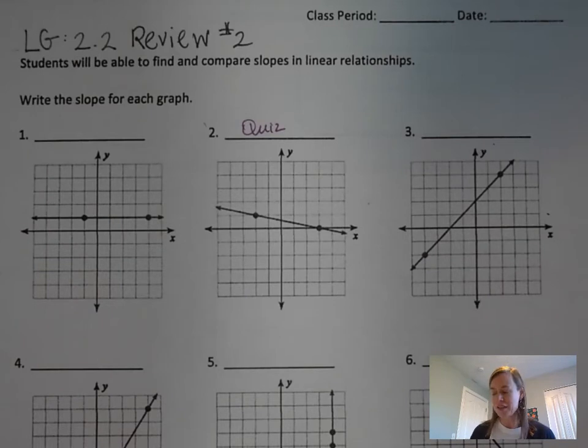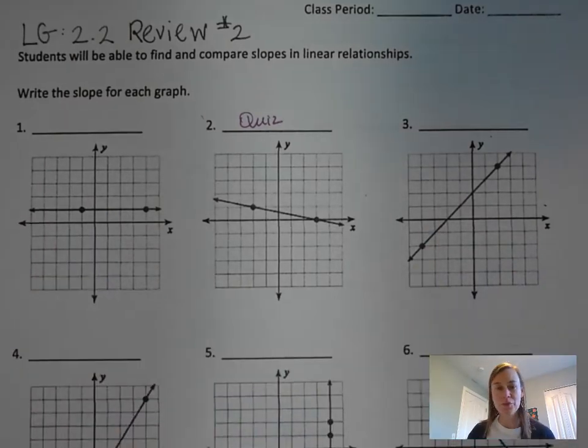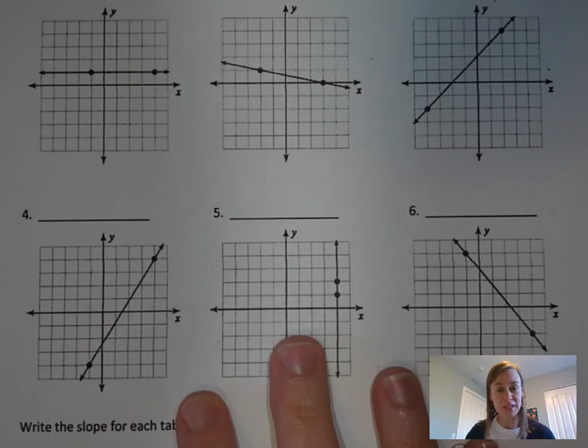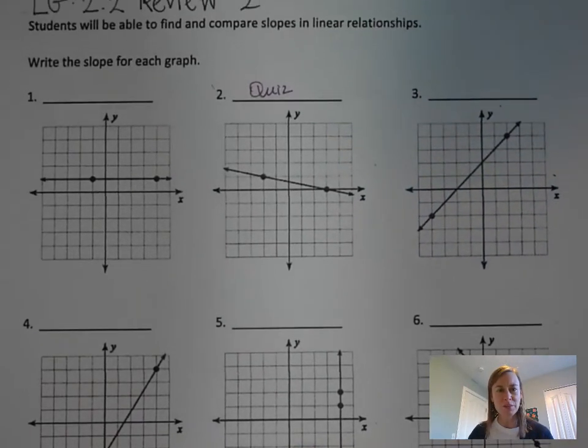In this video, we're going to cover how to find slope from a graph, which is numbers 1 through 6 on review 2. All right, let's start with number 1.